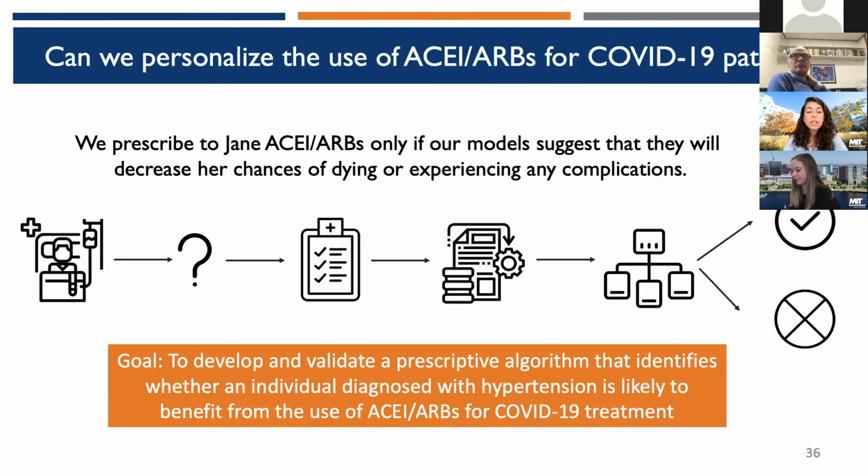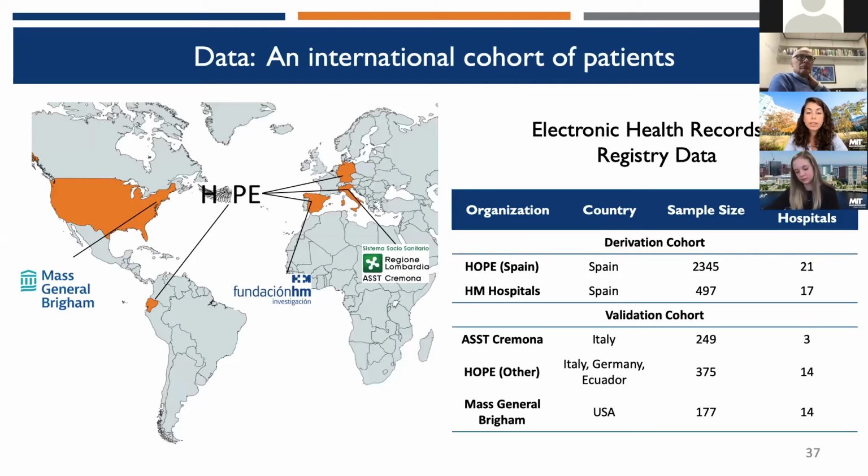Our goal is to develop and validate a prescriptive algorithm that identifies whether an individual like Jane that suffers from hypertension is likely to benefit from the use of ACE inhibitors and ARBs for COVID-19 treatment. In order to achieve this objective, we need data from multiple sources to ensure that our results are generalizable to different demographics. So we combined electronic health records from HN hospitals and AST Cremona that we showed before, as well as Mass General Brigham from Massachusetts and the International Hope Registry.